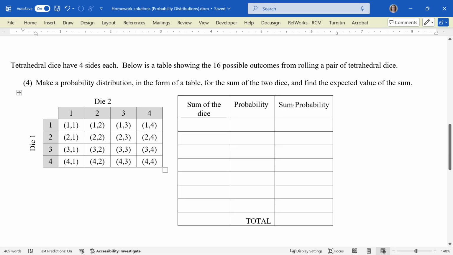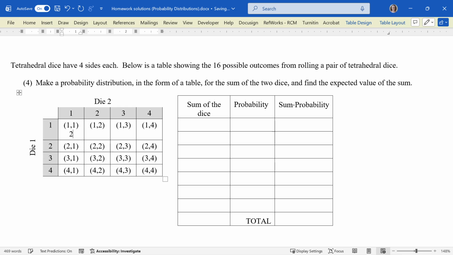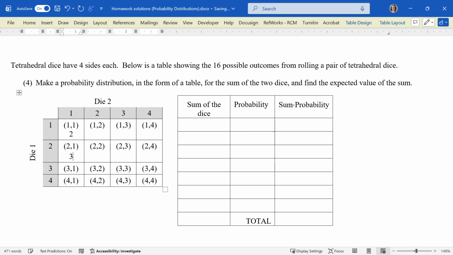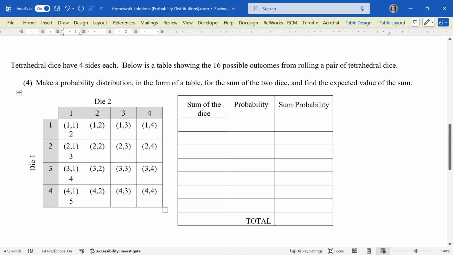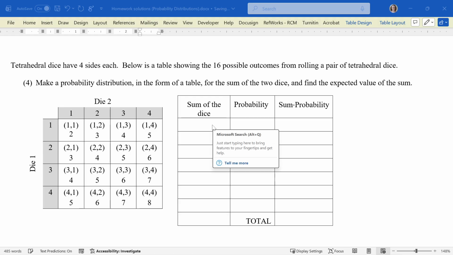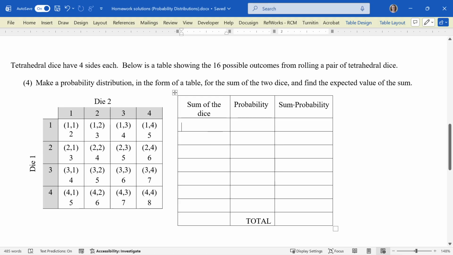So once again, I'm just going to go through this table of outcomes and figure out what the sum is in each cell and use that to help me. So 1 plus 1 is 2, 2 plus 1 is 3, 3 plus 1 is 4, 4 plus 1 is 5. I'll just keep going like this. Okay, so now I have filled in all the sums, and I can see that the different possible values are 2, 3, 4, 5, 6, 7, and 8. And the probability of each one is going to be out of 16. So there's only one that has a sum of 2.